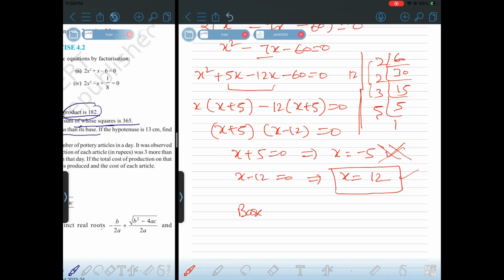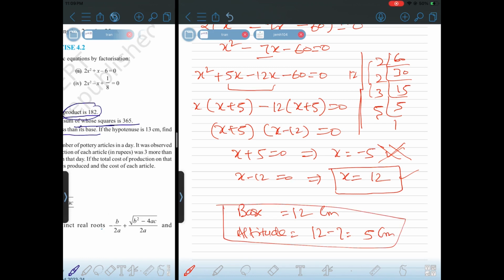So the base is 12, then the altitude of the triangle will be 12 minus 7, which is equal to 5 centimeter. Always write the unit as well, don't forget it. So that's how we can find out the values of base and altitude. Hope it is clear.